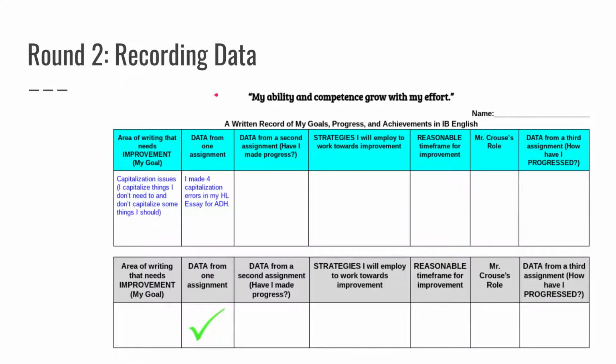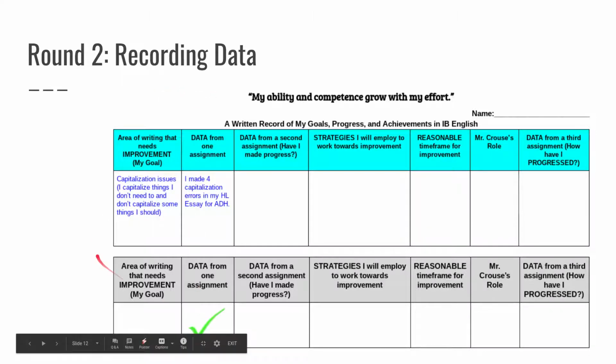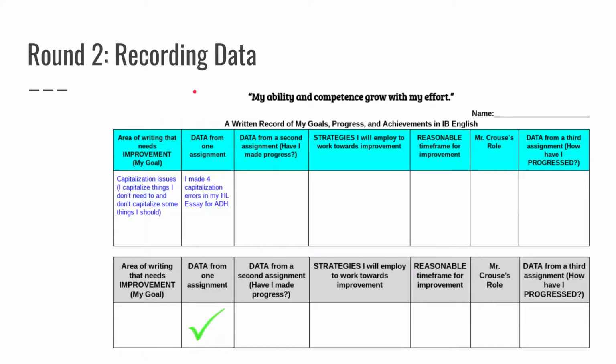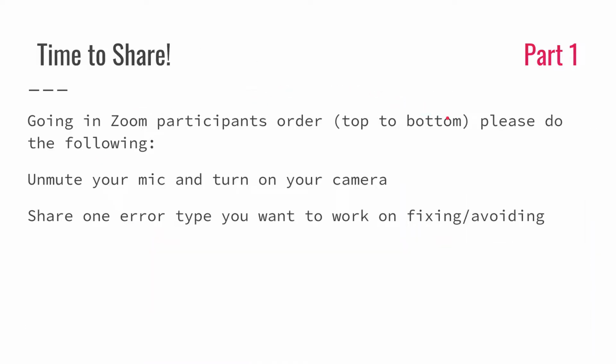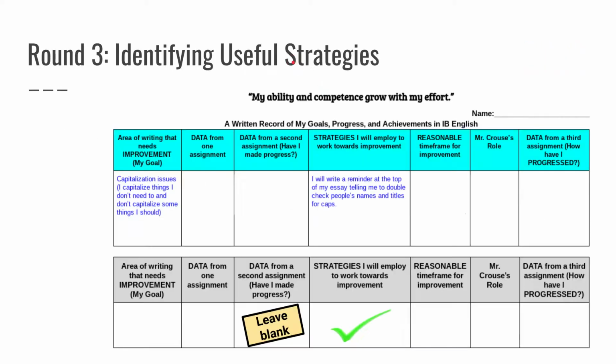Okay, so once you've done that, you should again have 3 of those filled in, 1 for each of the things you're working on. In class, what we did was we had people share out what they were doing and then strategies for helping you avoid some of those errors. Instead, we're just going to move on to the next part.